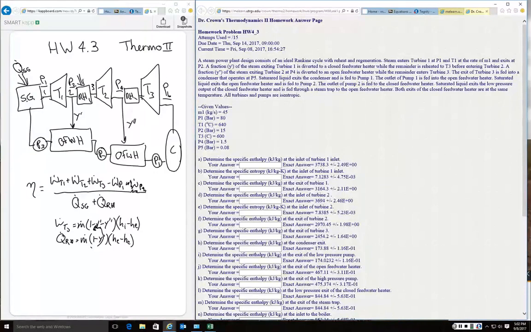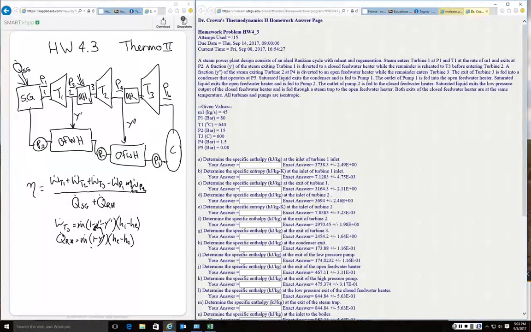One other thing is how to number the states. I generally will number them by starting at the steam generator. At the exit of the steam generator, I always label state 1, going into turbine 1. And then I follow the most direct path through to the condenser and then back to the steam generator. So that would be state 1, 2, 3.